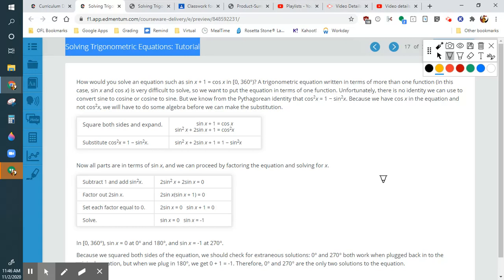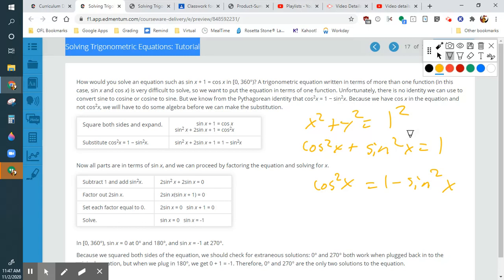So remember that the Pythagorean identities is this idea of x squared plus y squared equals 1 squared. So that's another way of saying cosine squared plus sine squared equals 1, which is the same thing as saying cosine squared is equal to 1 minus sine squared. So we're bringing all of these together.